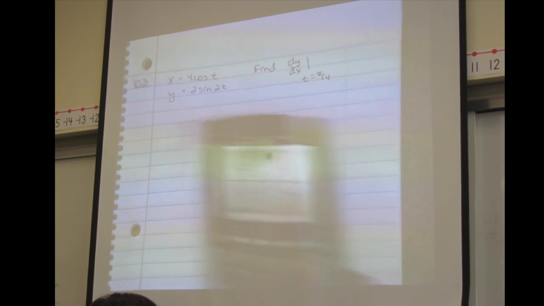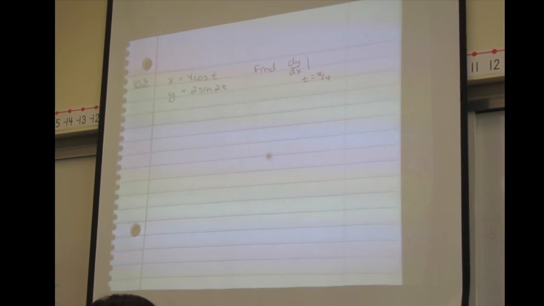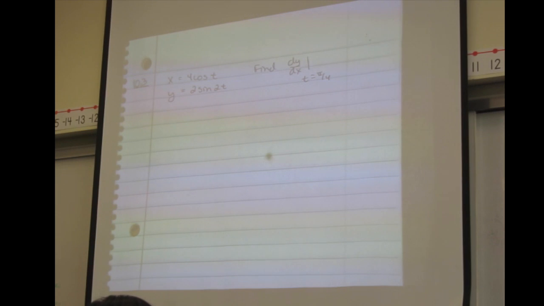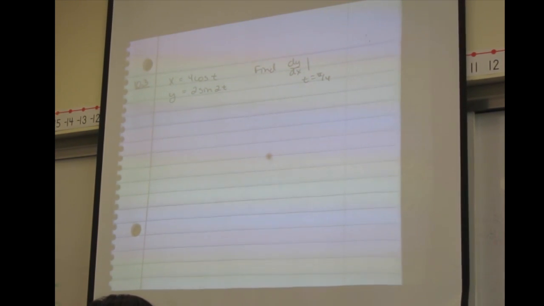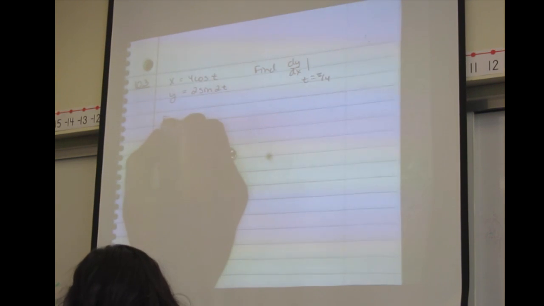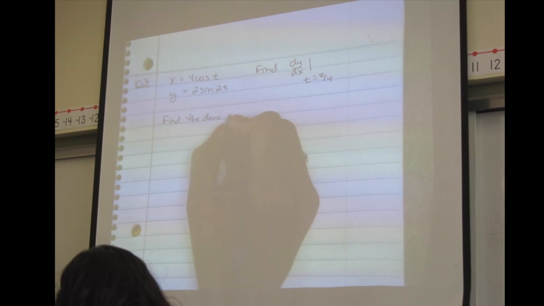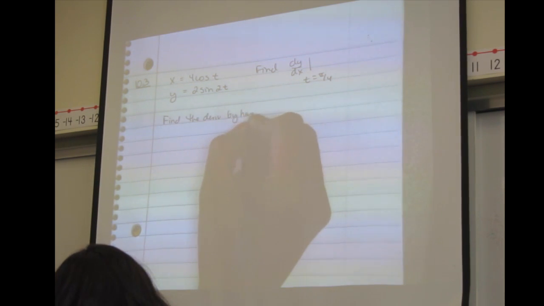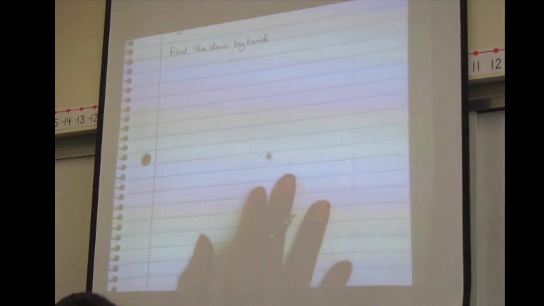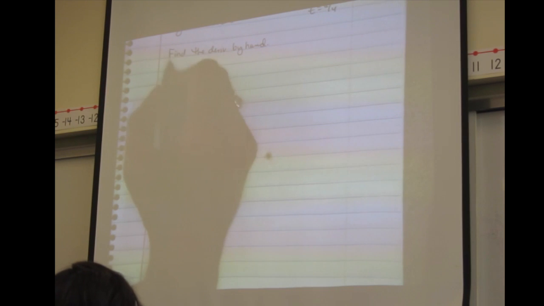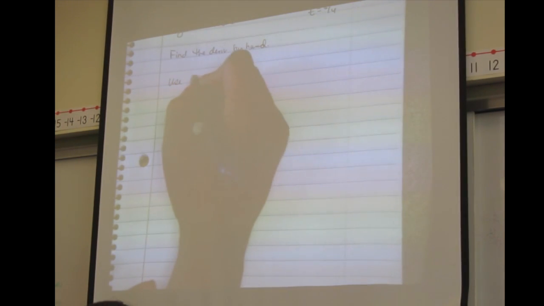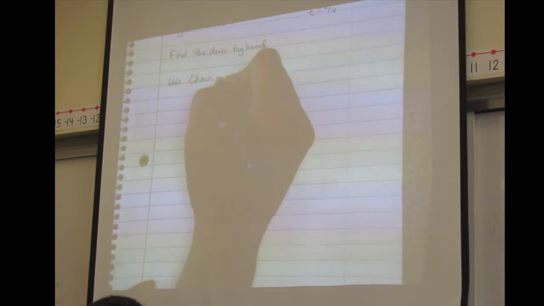When I put in dy dx, it didn't do something. You have to start typing, otherwise it'll just give you a random value wherever you're at. And then what did we have to press? Okay, so we want to find this value by hand. You just type it in and then enter.